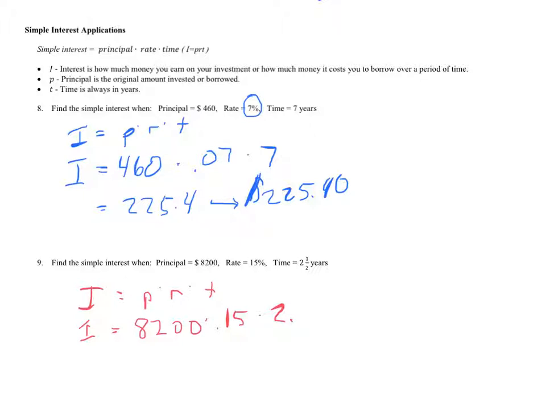Again, I could change that 2.5 into an improper fraction, or I could write it in decimal form. 2.5 is 2.5, and then similarly, when I wrote that rate down from the percent, I put it in decimal form. Move the decimal point 2 places to the left, or divide it by 100. 15% becomes 0.15. And when you multiply those three numbers together, we find that the interest is equal to exactly $3,075.